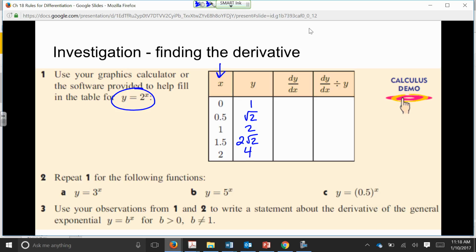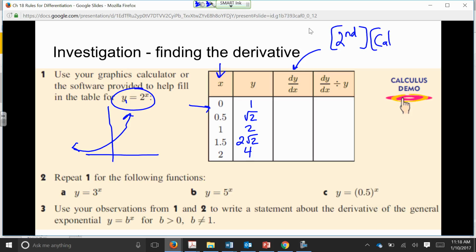All right. Now, if you wanted to find the dy/dx, well, we don't know the derivative function yet, but if you wanted to find the derivative at these different x values, you could just go to the calculator, plug in y equals 2 to the x in y1, and then go second calc, select option 6 for dy/dx, and then just enter in the x value to find the dy/dx that you're looking for. Again, just saving you some time.